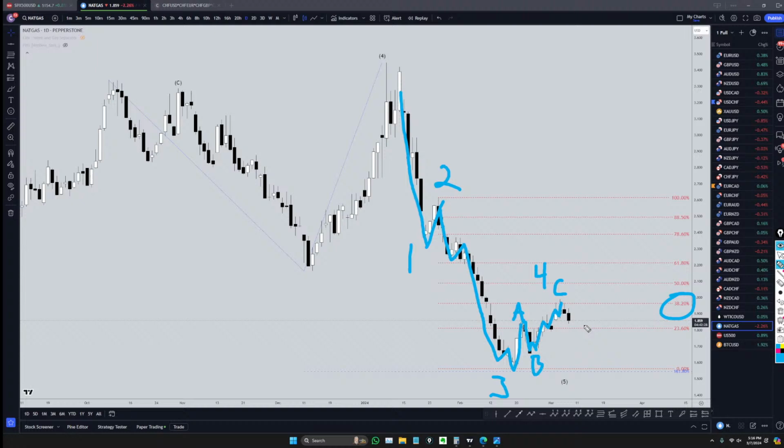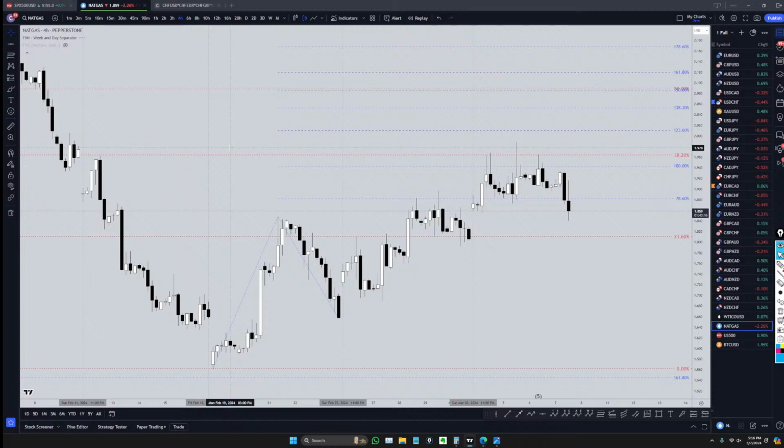38% fib bounce. I think we have a break of structure. We're going to go down and look in a minute. If it is a break of structure, then it most likely now is going down for wave five, which should take out the low of wave three. Yeah, we definitely broke structure, didn't we? So we definitely got a structure break.